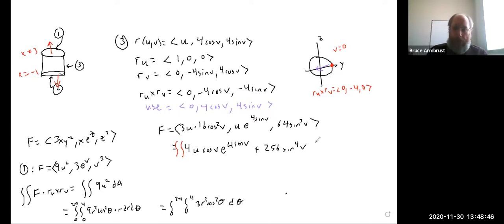All right, so let's put on, say, our du dv. So the u's, those were our x's. They're going to go from -1 to 3. Our v's, those were our angle. They're going to go from 0 to 2 pi.